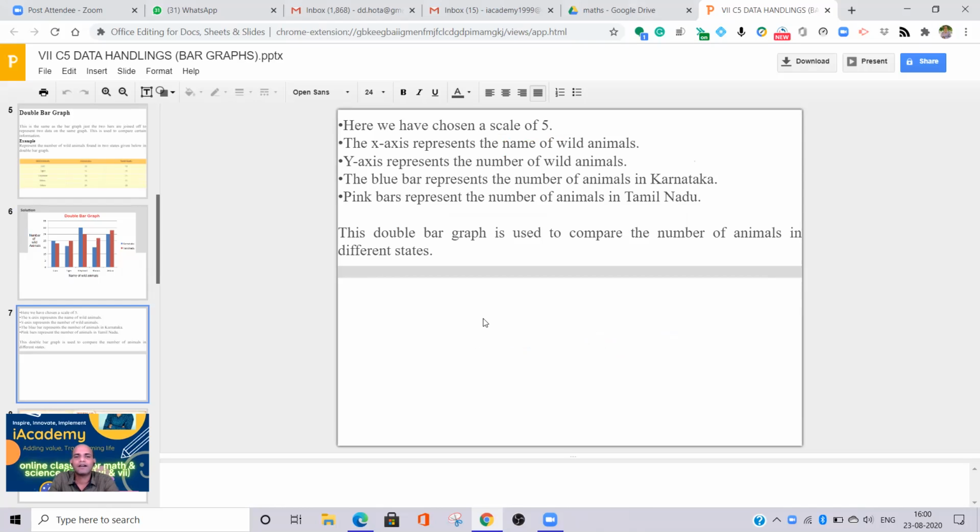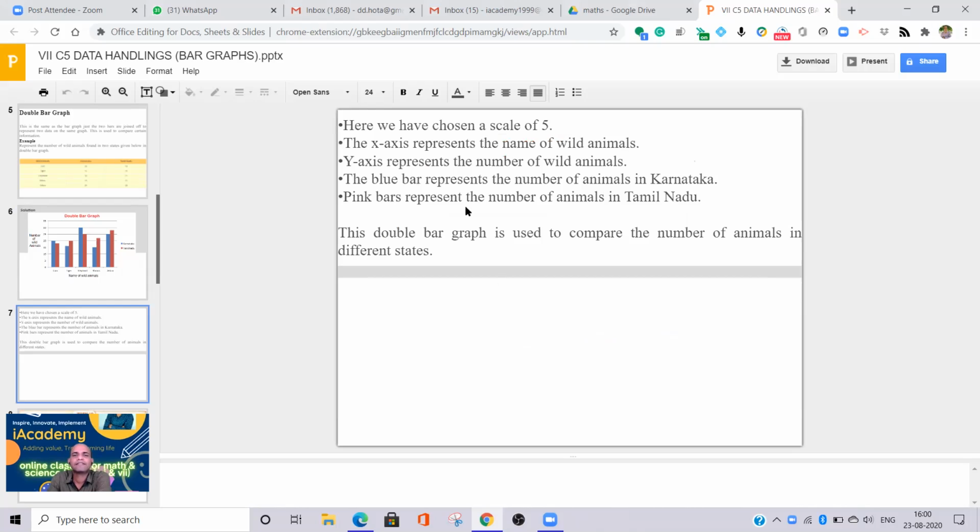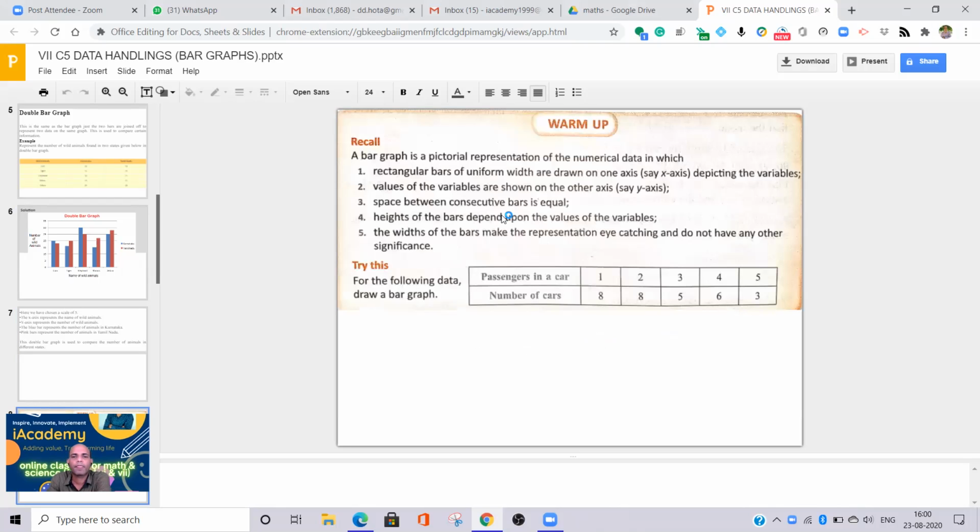We choose a scale of 5. You see, it's 5. Scale of 5 is given, means 0 to 5, 5 to 10. Here it is written. The scale is 5 for y-axis. X-axis no scale is required because it represents the tigers and all the animals. So here the scale is 5, right? Very good. So 5 is taken as 1 centimeter. Now here x-axis represents the wild animals, y-axis represents the numbers, blue for Karnataka and pink for Tamil Nadu. Right.